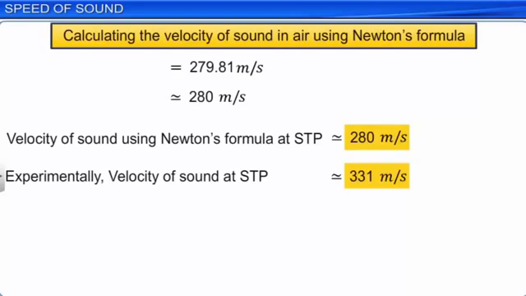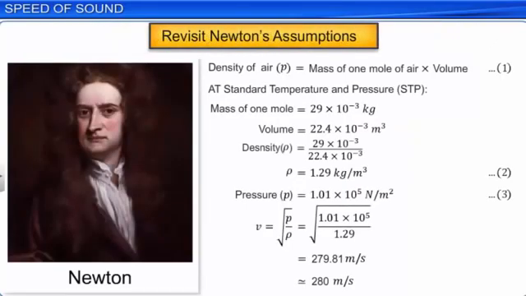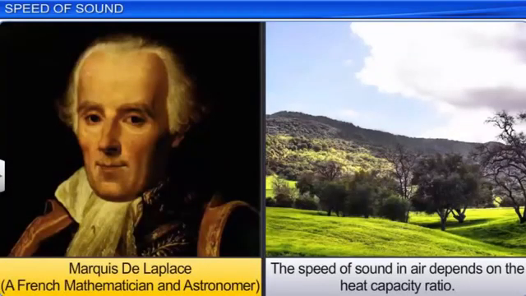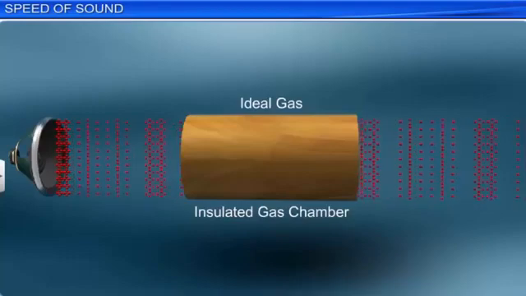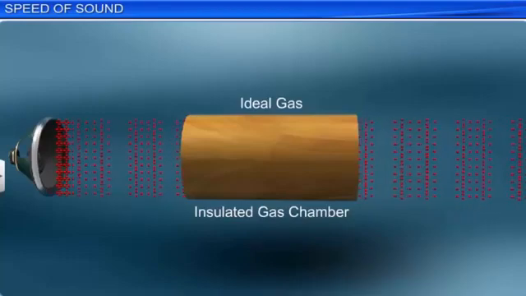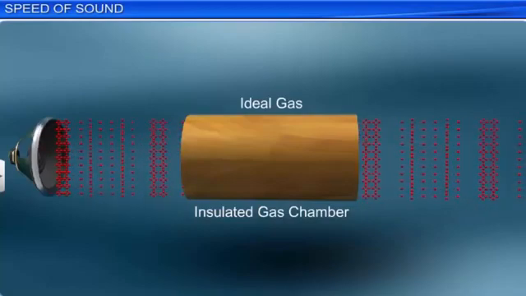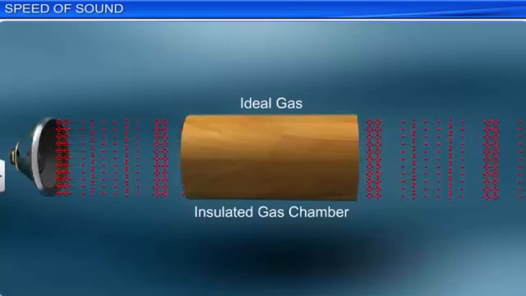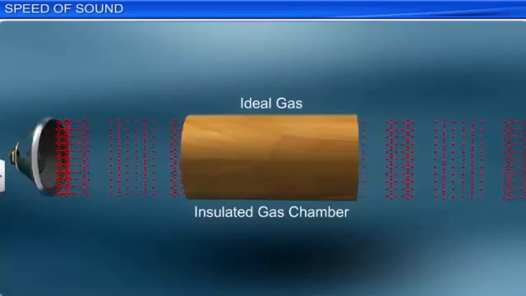It was Pierre-Simon Marquis de Laplace, a French mathematician and astronomer, who pointed out that the speed of sound in air depends on the heat capacity ratio. This is because the changes that take place in air or any gaseous medium while sound propagates through it is adiabatic and not isothermal as assumed by Newton. Adiabatic change is a change that takes place without the exchange of heat.